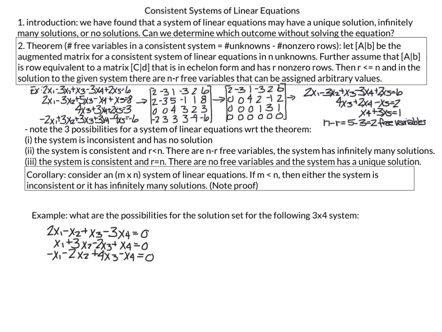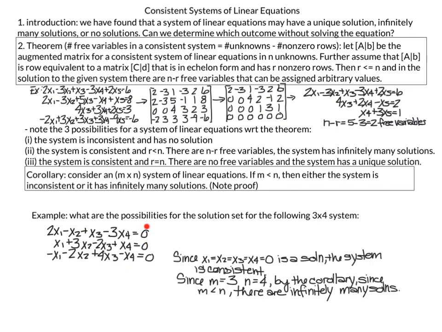Another example: what are the possibilities for the solution set of the following 3x4 system? So 3 equations, 4 unknowns. One thing to notice: since all 3 equations are equal to 0, if we set all the variables x1, x2, x3, and x4 equal to 0, there is a solution. So the system is definitely consistent.